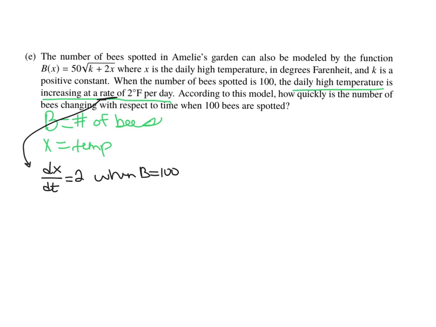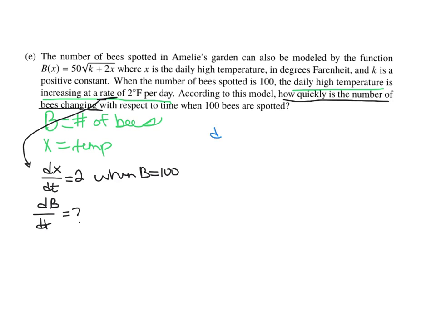The next thing they ask us, they say, how quickly is the number of bees changing when 100 bees are spotted? So what they're looking for is the rate of change of bees. They are looking for dB/dt. There are a few things that we need to do with this problem. So first thing I'm going to do is see if I can write an expression that relates dB/dt and dx/dt.